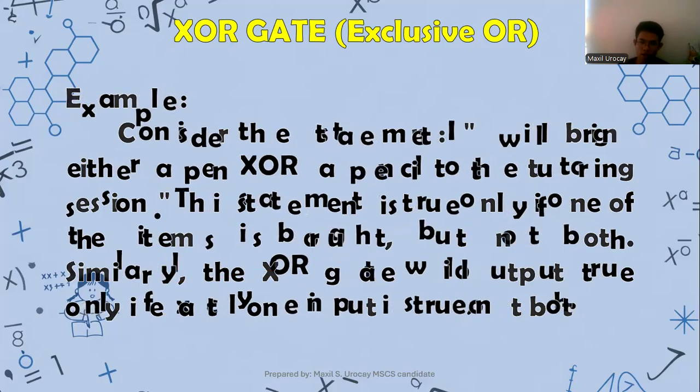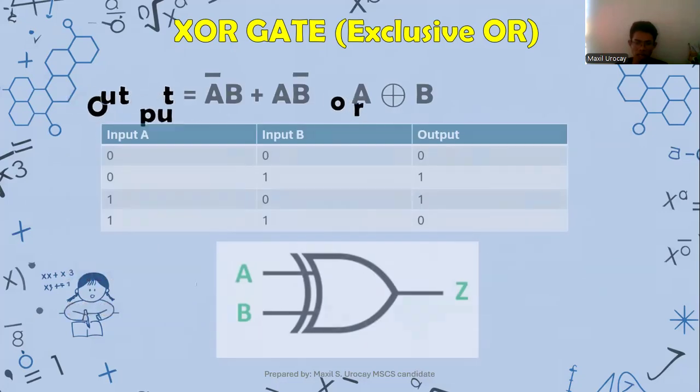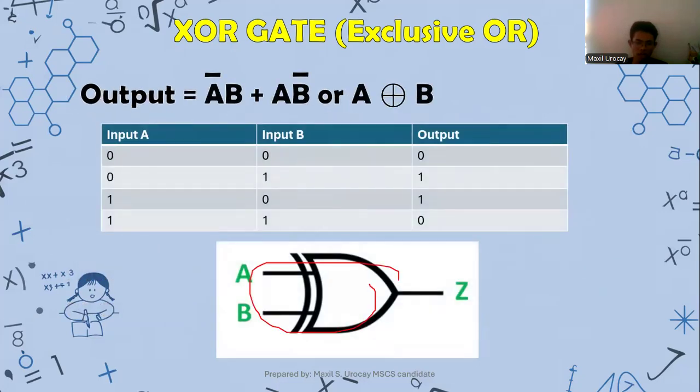Now, for the illustration, the XOR gate symbol looks similar to the OR gate, but with an extra curved line on the input side. So therefore, if the OR gate is like this, there will be another input curved line, visually showing the exclusive nature of the operation. Looks like this.